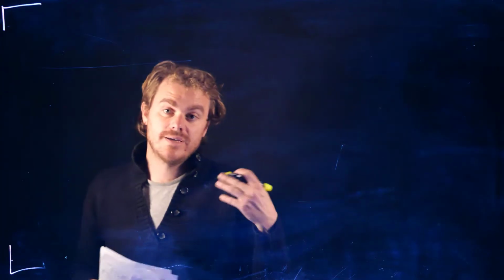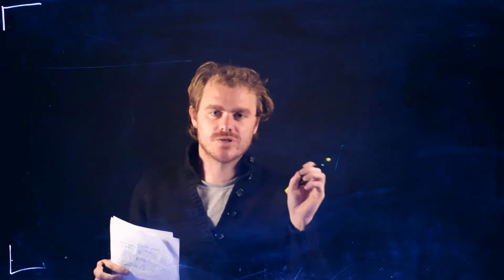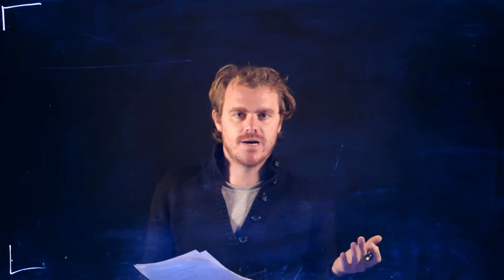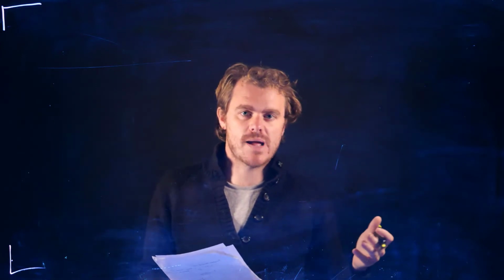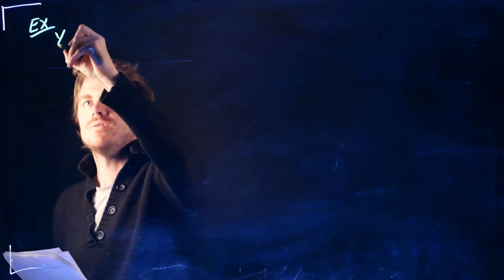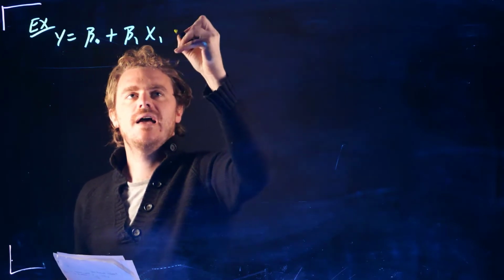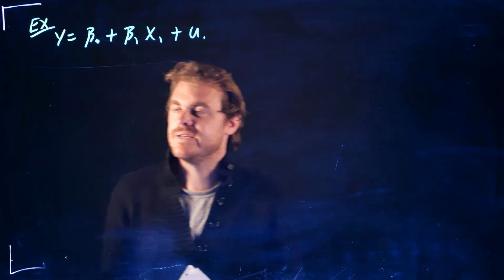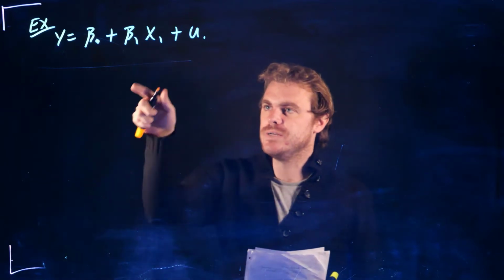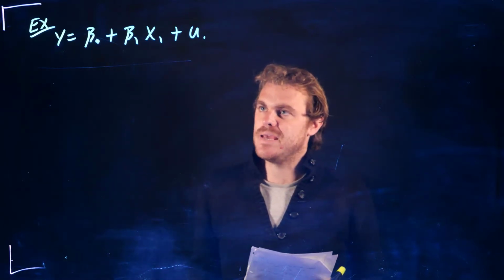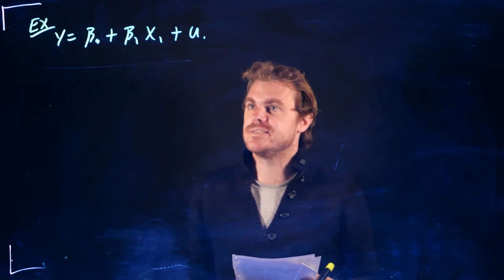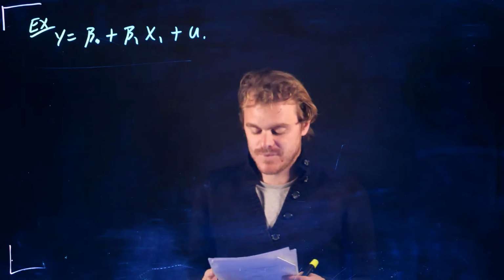So if we just assume that we have a simple regression with just one x variable, we can show fairly easily that the slope parameter is consistent. So let's say, for example, y equals beta 0 plus beta 1 x1 plus u. Let's just look at a simple regression and show that beta 1 hat is going to be a consistent estimator of beta 1.